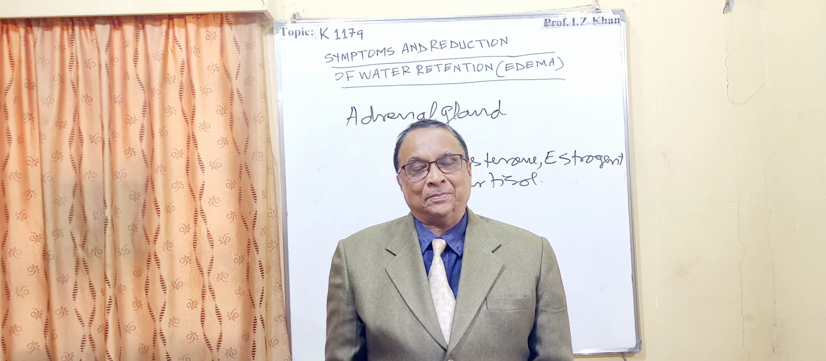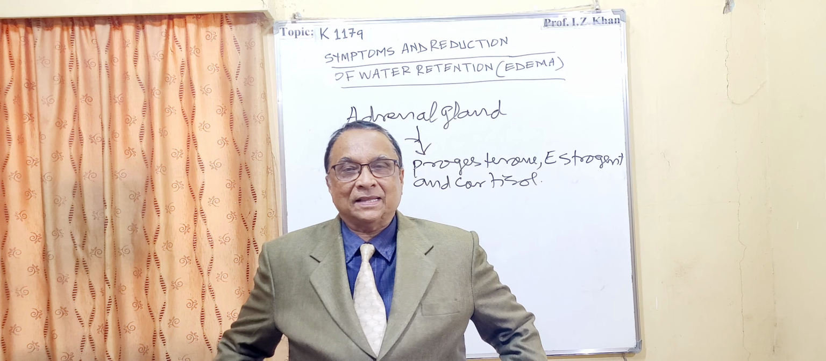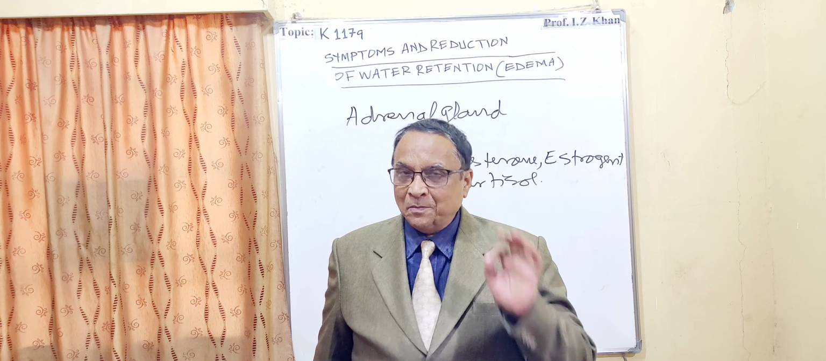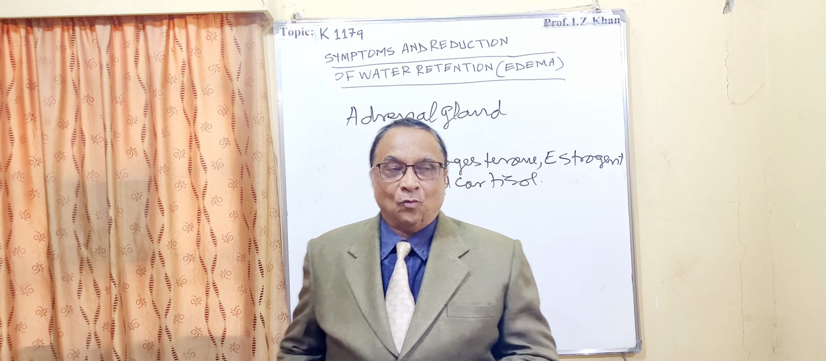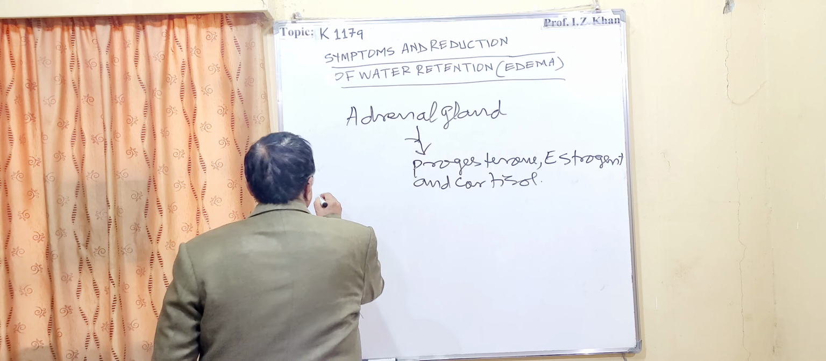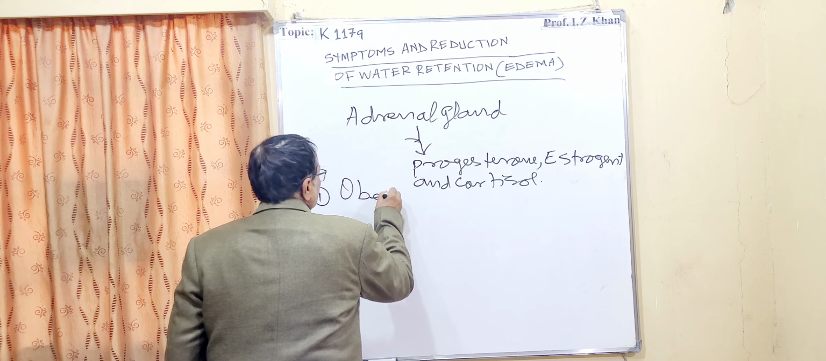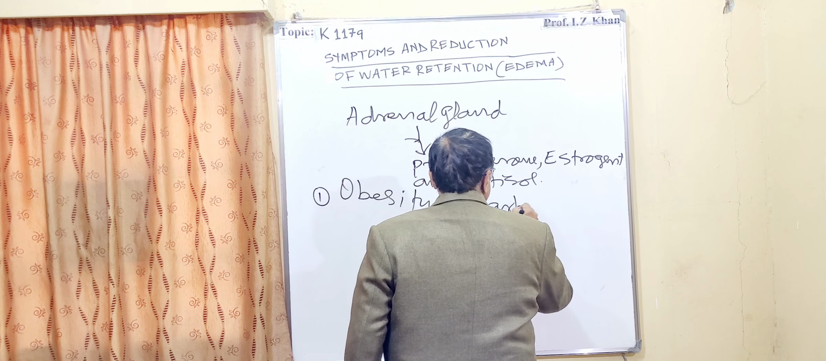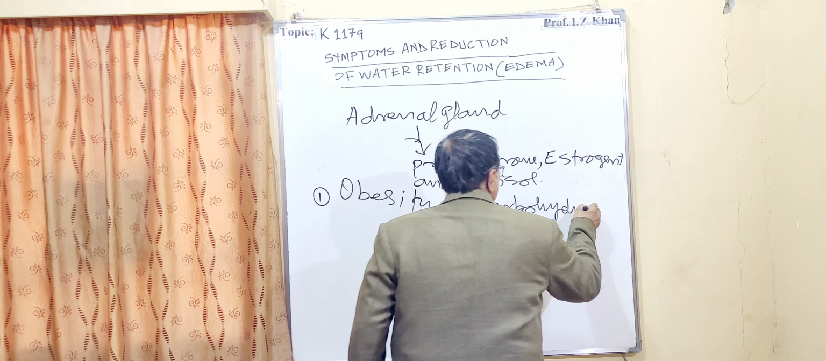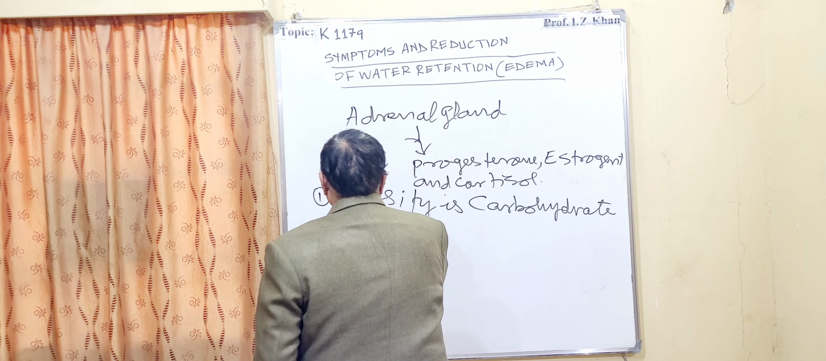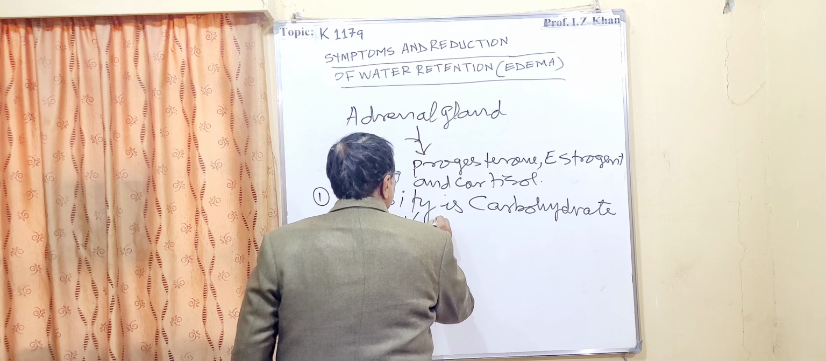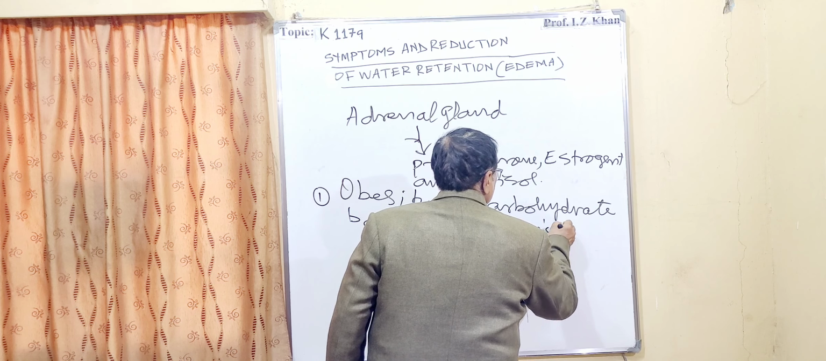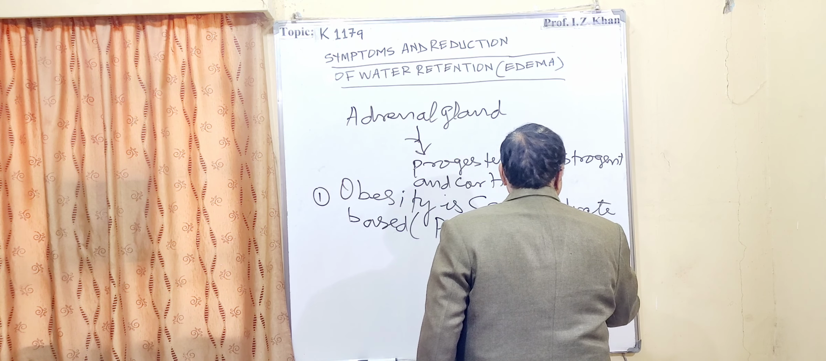The other factor is obesity. Obesity means abdominal obesity, where there is a lot of fat deposition. And when I am talking of obesity, remember there are two types of obesity. One obesity is carbohydrate based, and I call it poor man's obesity.